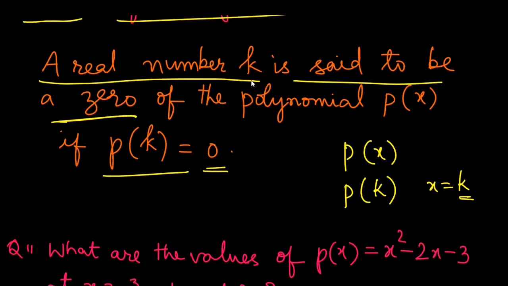So a real number k is said to be a 0 of the polynomial p of x if p of k is equal to 0. When we substitute k in place of x, if we get the value of the polynomial as 0, then that value of k is called 0 of the polynomial.